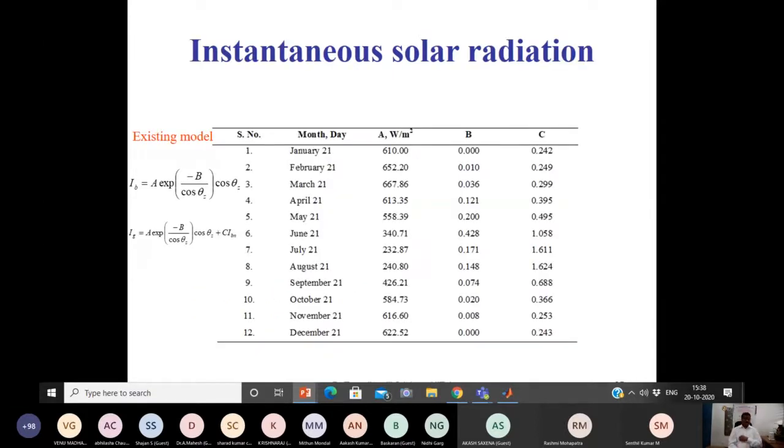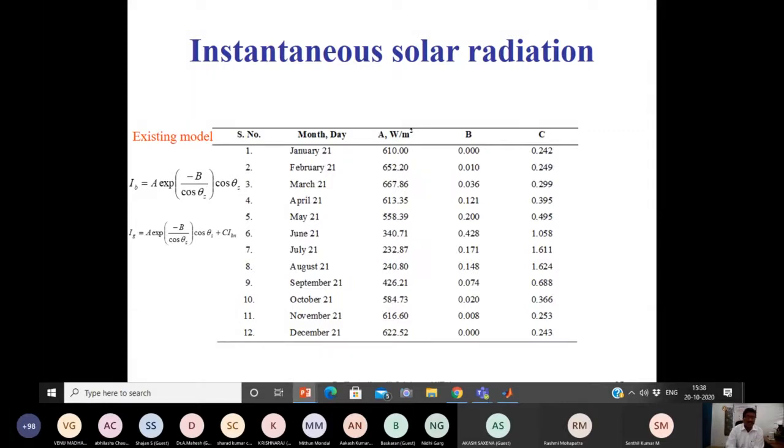The second application of this solar geometry is estimation of the solar radiation. How to estimate the solar radiation? What are the different models available? The first one is the instantaneous solar radiation. Instantaneous means exactly at this point of time. Now the time is 3:38. At this time, how much radiation can we receive at a particular location? The location is also defined here.